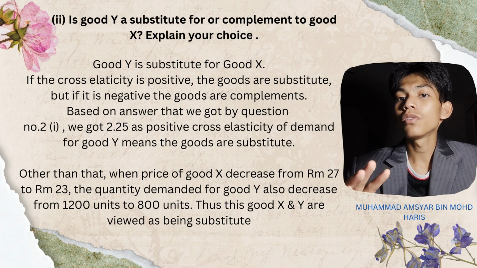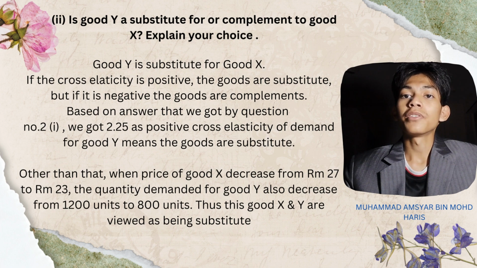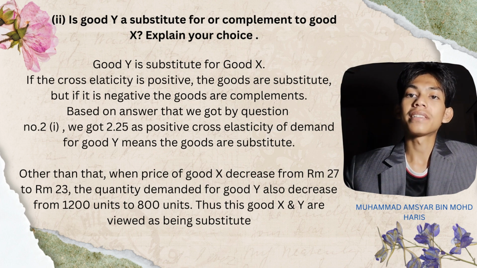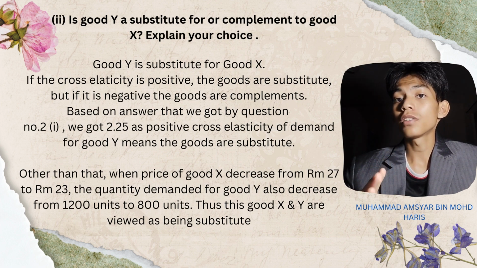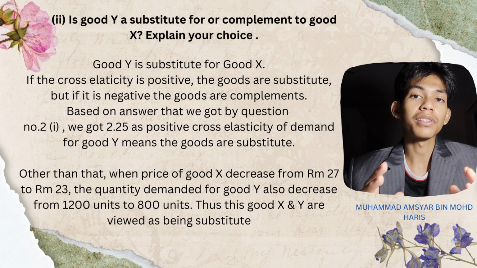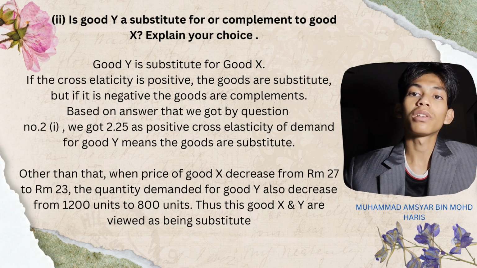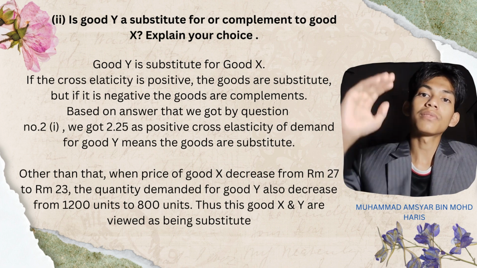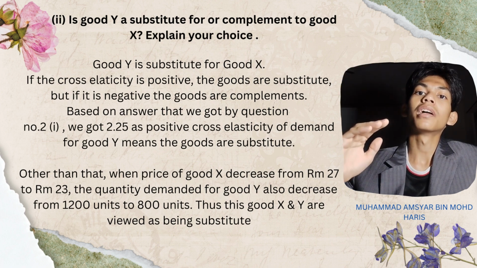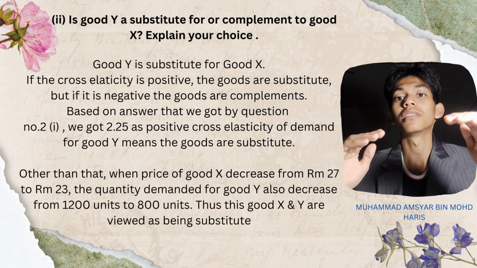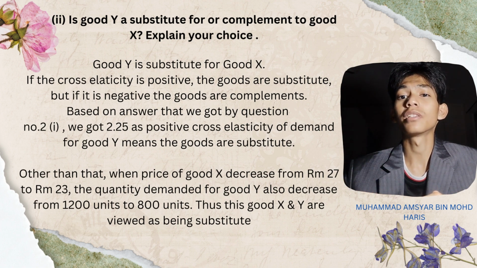Question 2, Roman 2: is good Y a substitute for or complement to good X? Explain your choice. The answer is good Y is a substitute for good X. If the cross elasticity is positive, the goods are substitutes, but if it is negative, the goods are complements. Based on the answer we got in question 2, Roman 1, we got 2.25 as a positive cross elasticity of demand for good Y, which means the goods are substitutes. Other than that, when the price of good X decreases from RM27 to RM23, the quantity demanded for good Y also decreased from 1,200 units to 800 units. Thus, goods X and Y are viewed as substitutes.